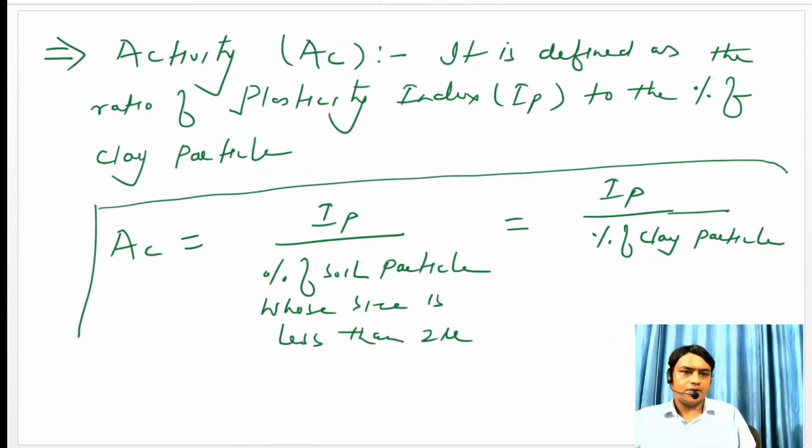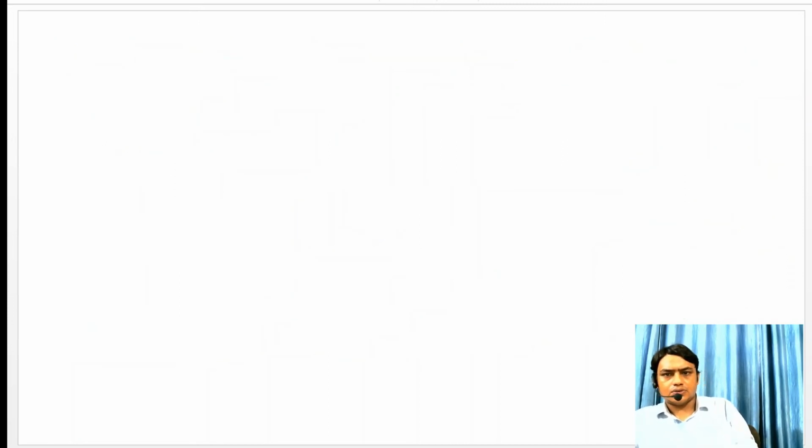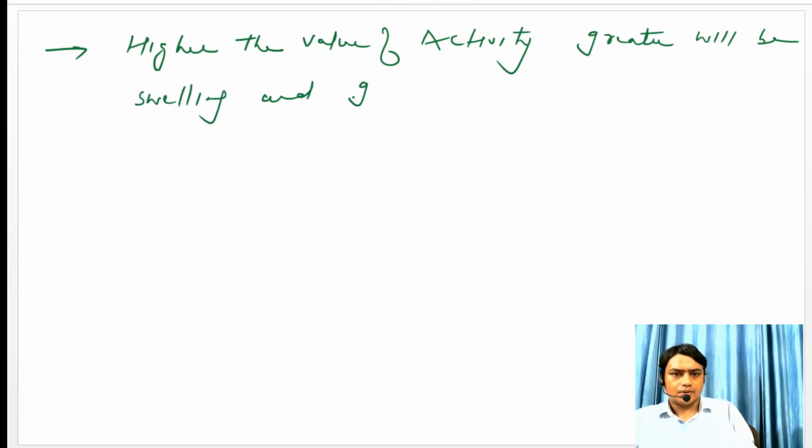Higher the value of activity, greater will be the swelling of the soil, and greater will be the compressibility of the soil. So higher the value of activity, greater will be the swelling and greater will be the compressibility.